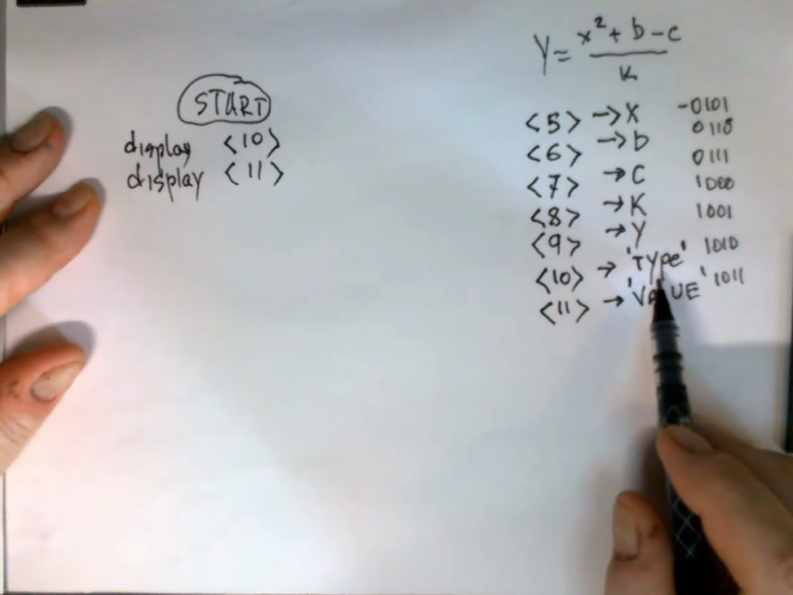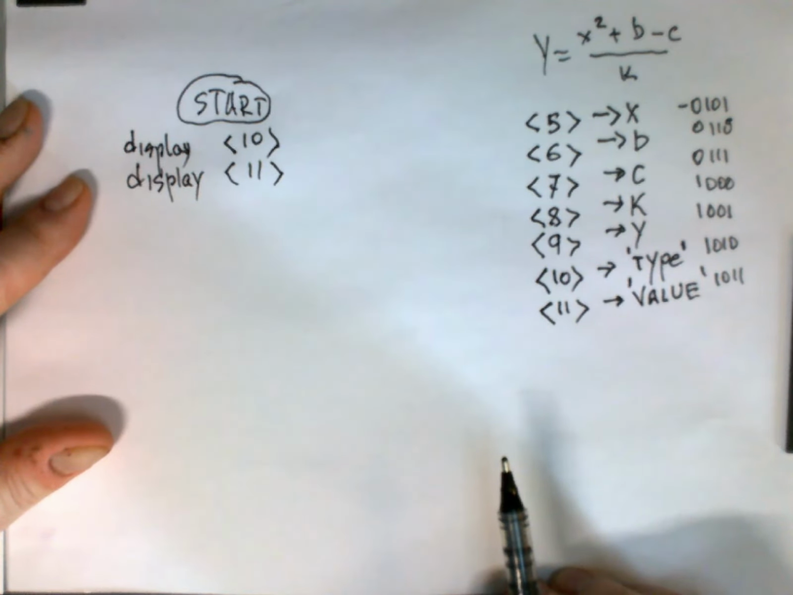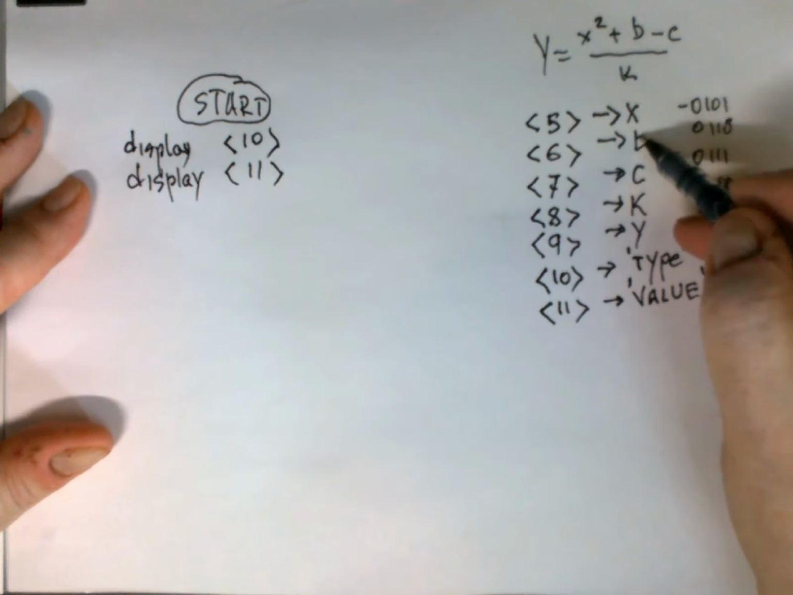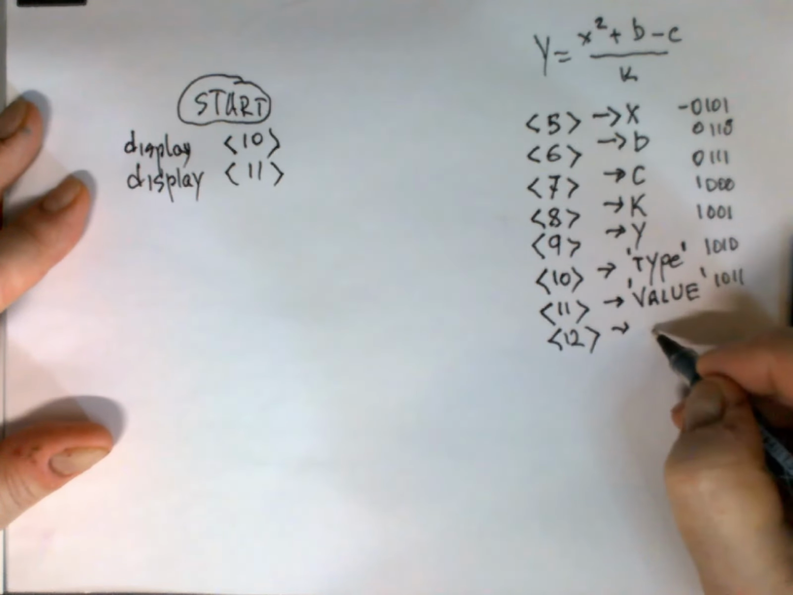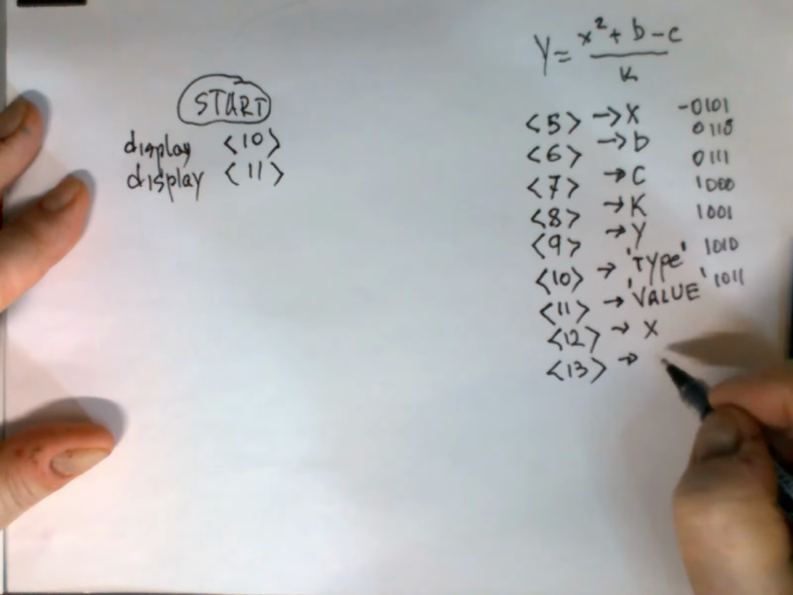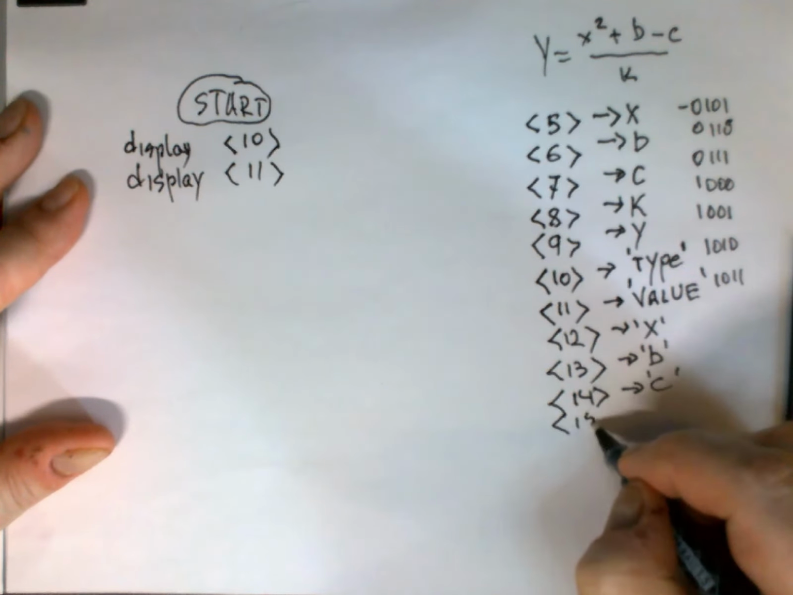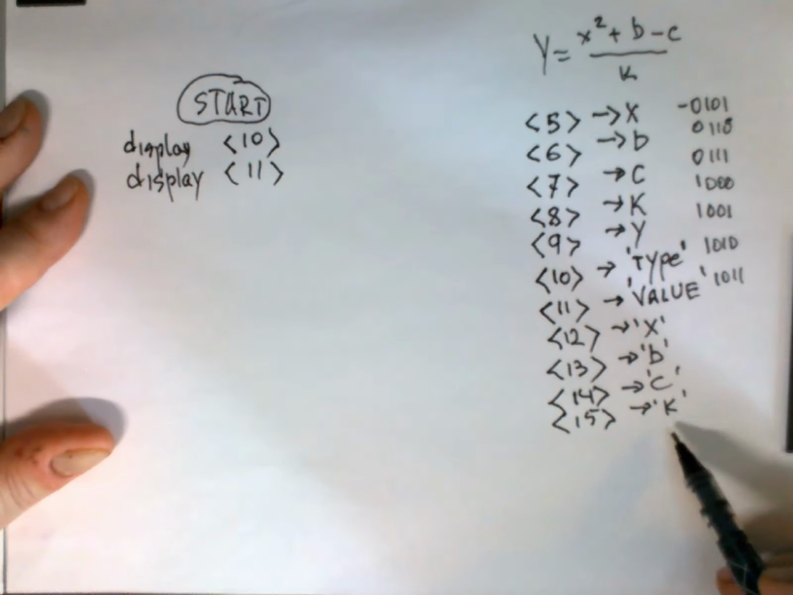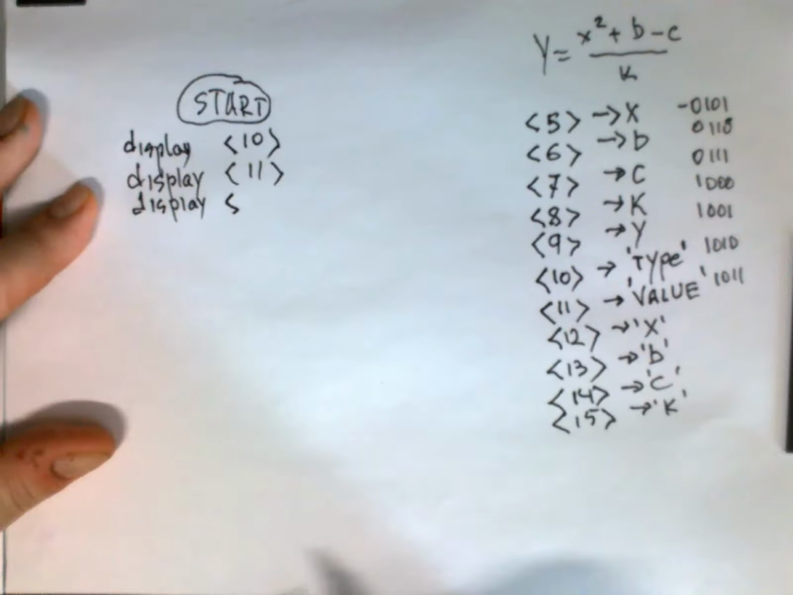This is the value. But to know which variable we need to type, I need 4 more cells. 1, 2, 3, 4. Cell 12 will be X, 13 will be B, 14 will be C, and 15 will be K. The apostrophe means this is just letters. And also I'll put here display 12.